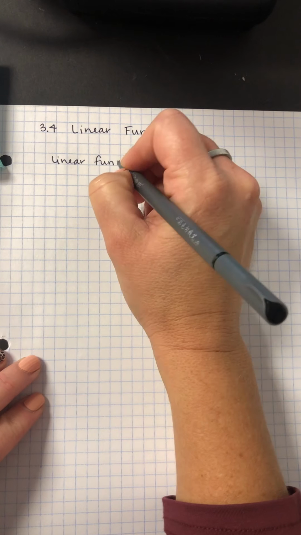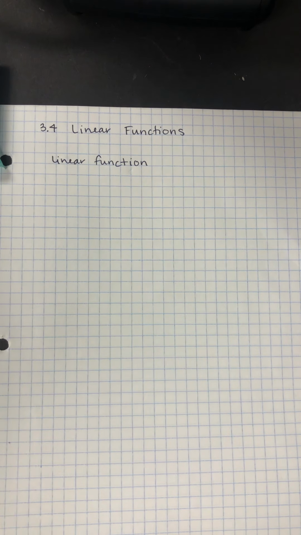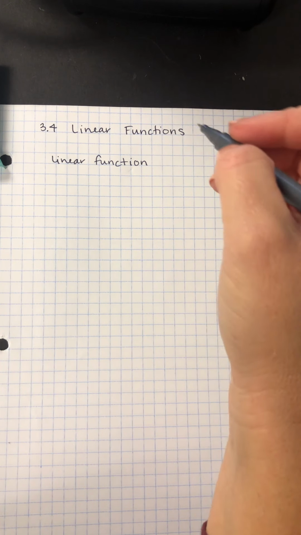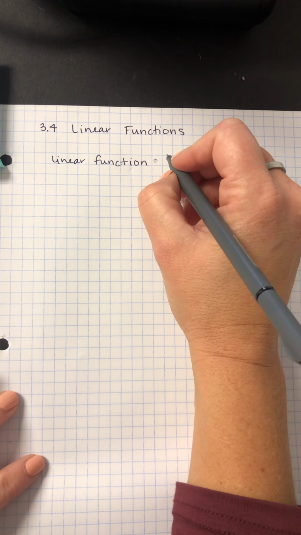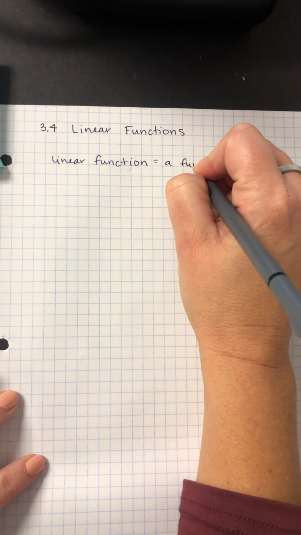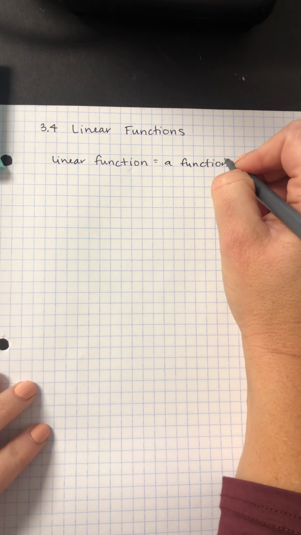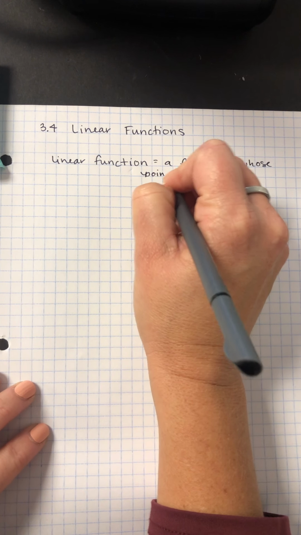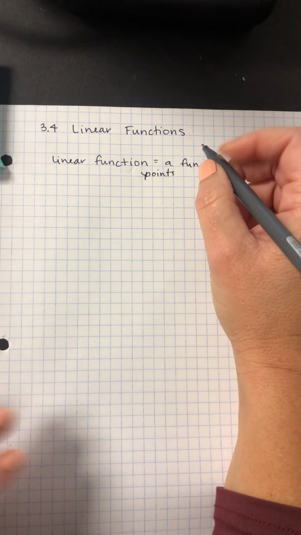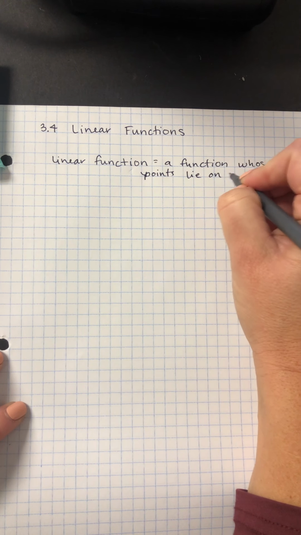So we talked a little bit about this yesterday, except we used proportional relationship. So a linear function is a proportional relationship. It's a straight line. So it's a function whose points lie on a straight line.